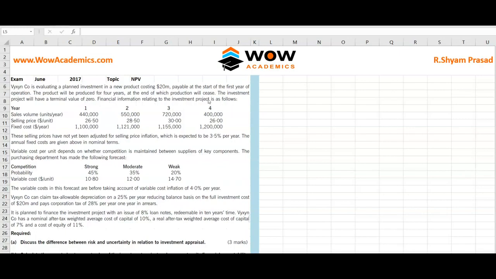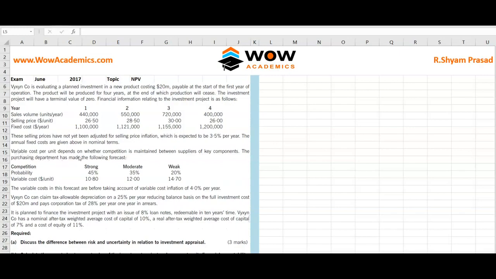Financial information relating to the investment is as follows. They have given the sales units per year, the selling price per unit, and the fixed cost per year. These selling prices have not yet been adjusted for selling price inflation, which is expected to be 3.5%. So we have to inflate this selling price. The annual fixed costs are given in nominal terms, so these have already been inflated, so we don't need to inflate the fixed cost.